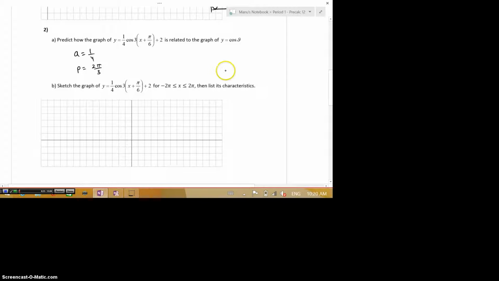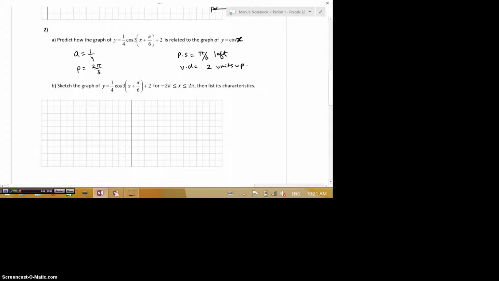Okay, we know we're going to be working in scale factors of pi over 6. We know that our phase shift is going to be pi over 6 units left, and the vertical displacement is going to be 2 units up. Okay, again, we're working with cosine of x here instead of theta, cosine of x.